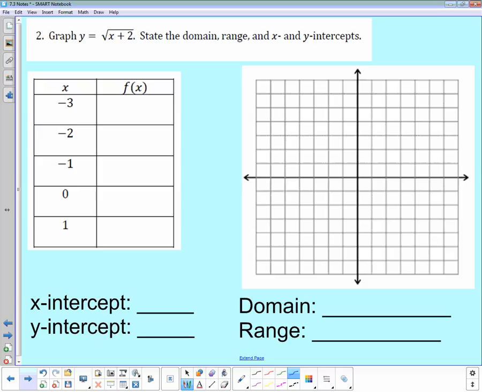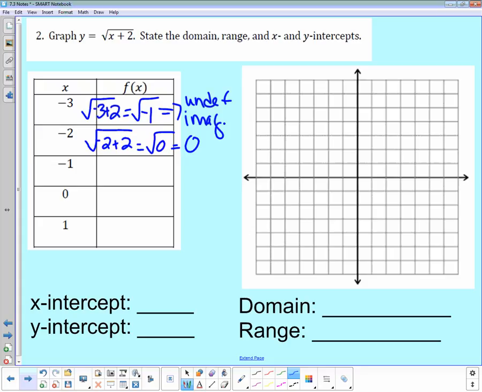So if we have x equals -3, we have the square root of -3 plus 2, which gives us the square root of -1. It is undefined here. It's an imaginary number. We have a negative underneath a square root. We can't do that. All right, so if we plug in -2, we have -2 plus 2, which gives us the square root of 0, which is equal to 0.